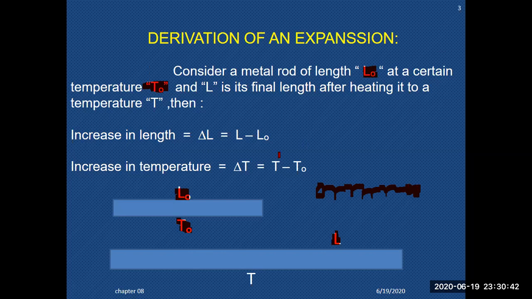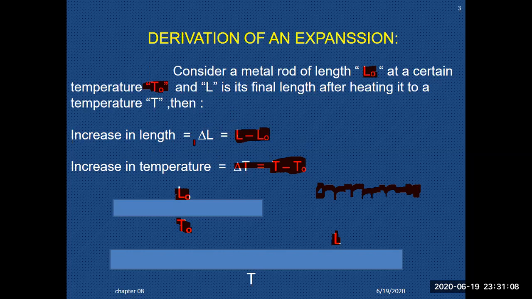So the increase in length is basically del L, and this del L is equal to L minus L naught, and the increase in temperature. We have increased the temperature from T naught to T. With the increase of the temperature, the length has increased from L naught to L. So this is the basic technique to understand.